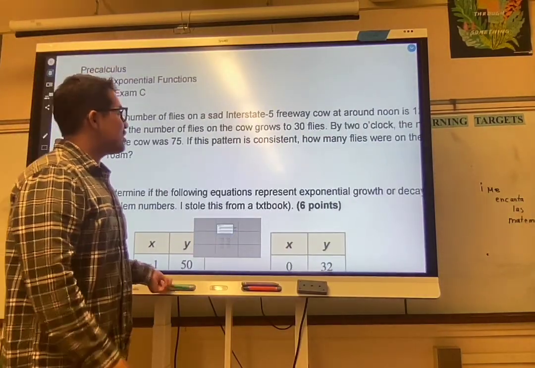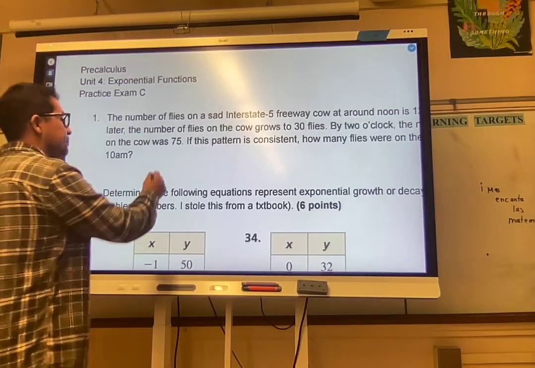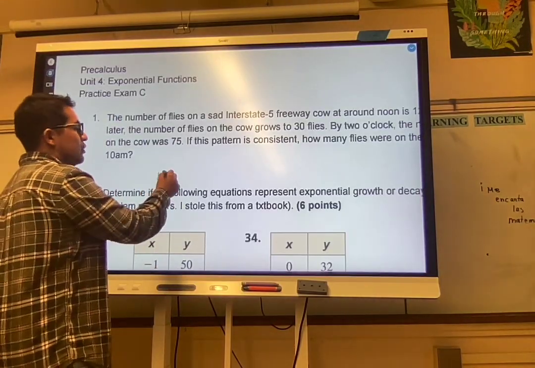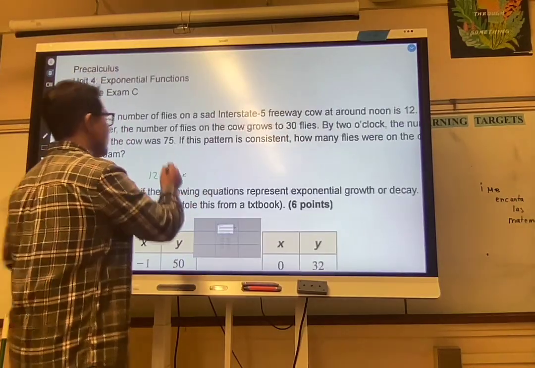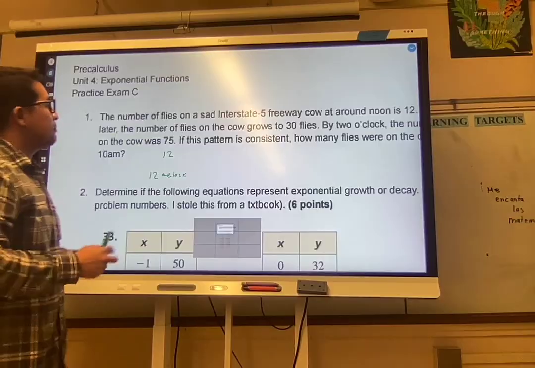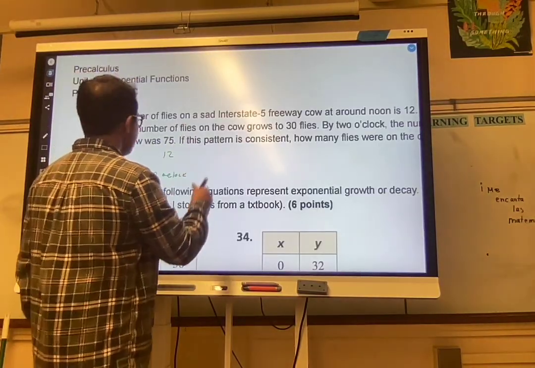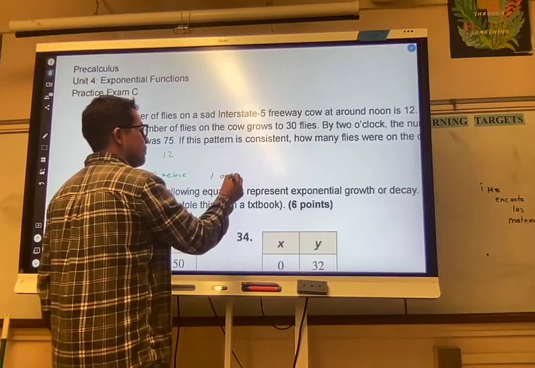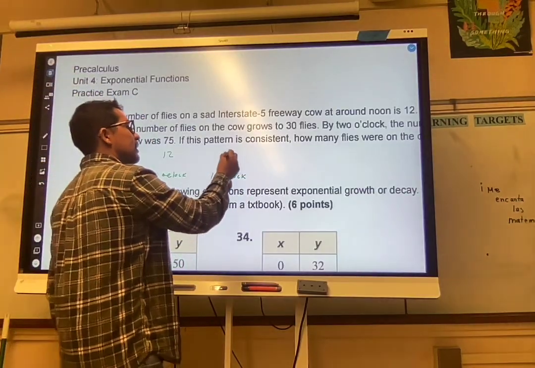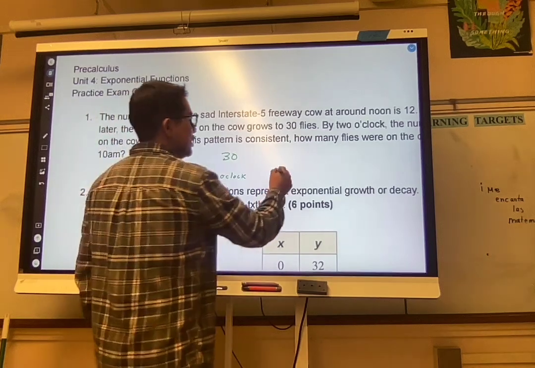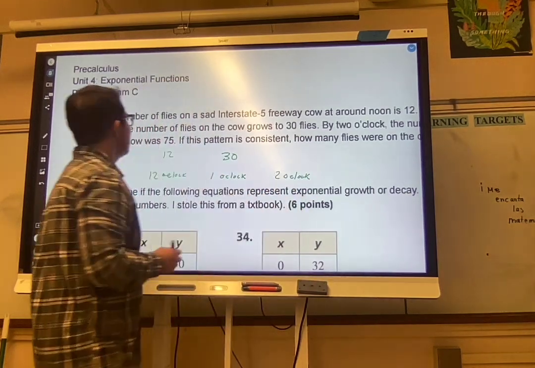So the number of flies on a sad Interstate 5 freeway cow at noon, so say 12 o'clock, is 12. So at noon, 12 flies on the sad cow. Then an hour goes by, so that means it's 1 o'clock now, and the number of flies grows to 30 total flies, so 30. And then by 2 o'clock, the number of flies on the cow is 75.